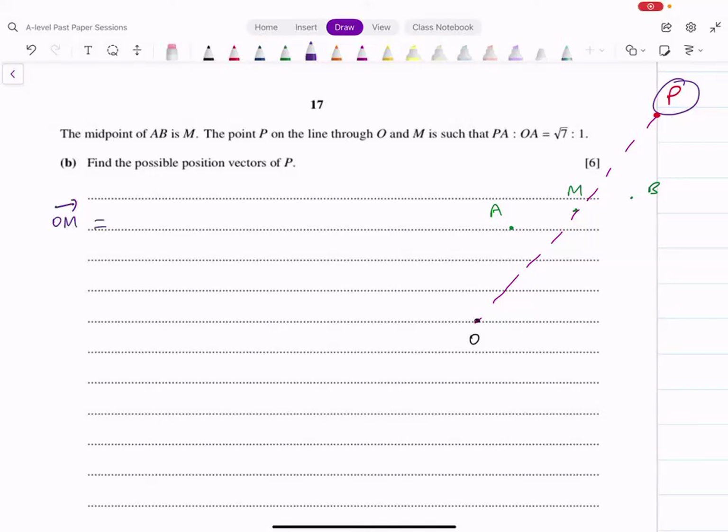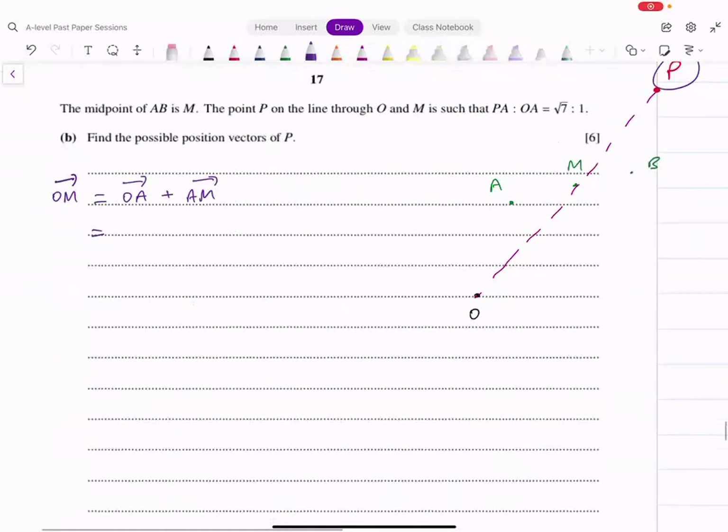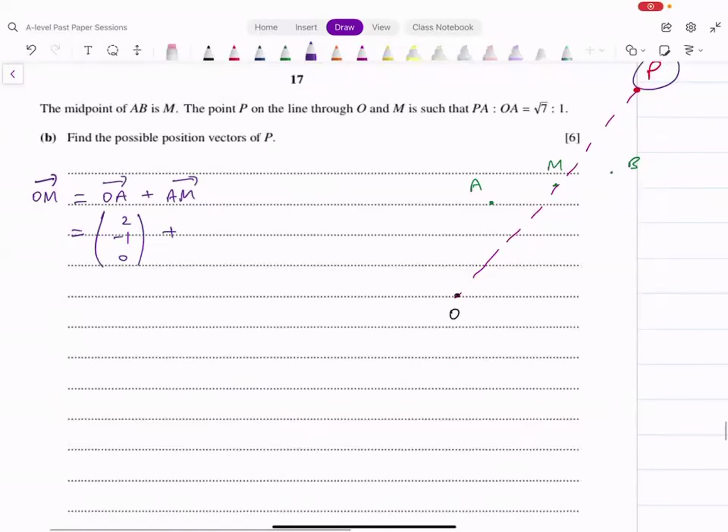ठीक है, इसके लिए क्या कर सकते हैं, if you think of the diagram here, we can go from the point O to A, और फिर A से M पे चले जाएं. Right? That's one path that we can follow here, OA and then AM. So that's what we do here. We say OM equals OA plus AM. अच्छा, OA तो हमें पता है, OA क्या है? OA was 2, minus 1, 0. What about AM? AM is essentially half of AB. तो इसके लिए हम लिख लेते हैं half of AB.